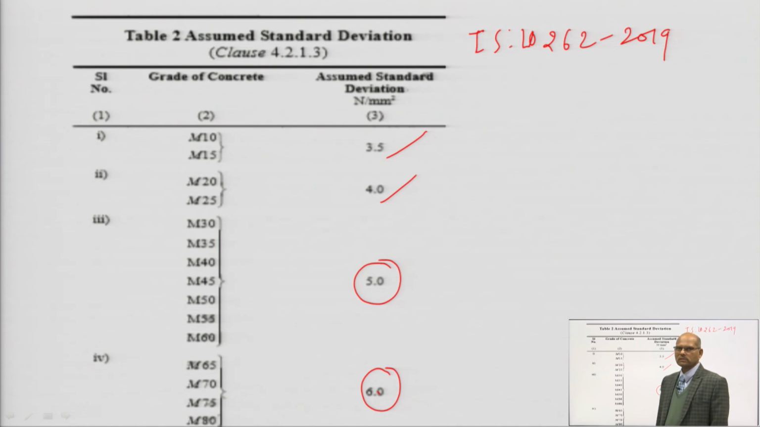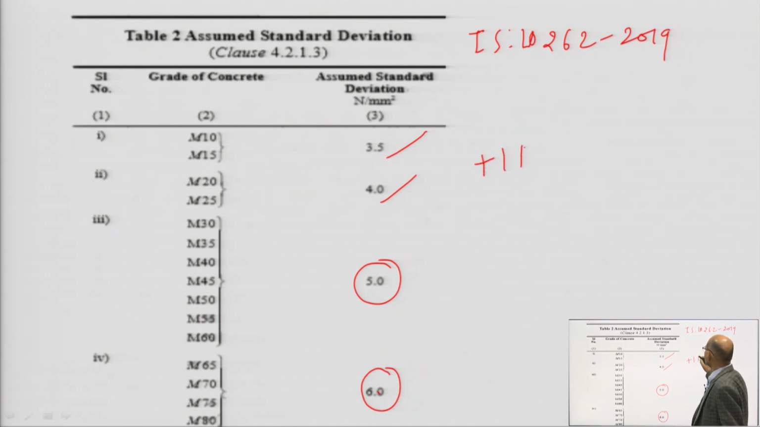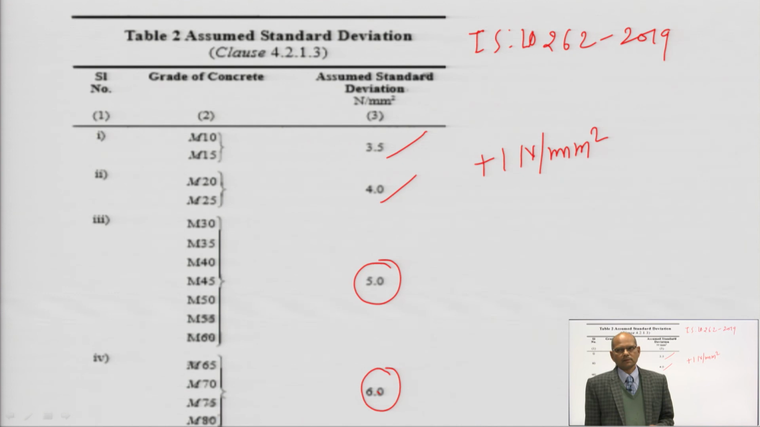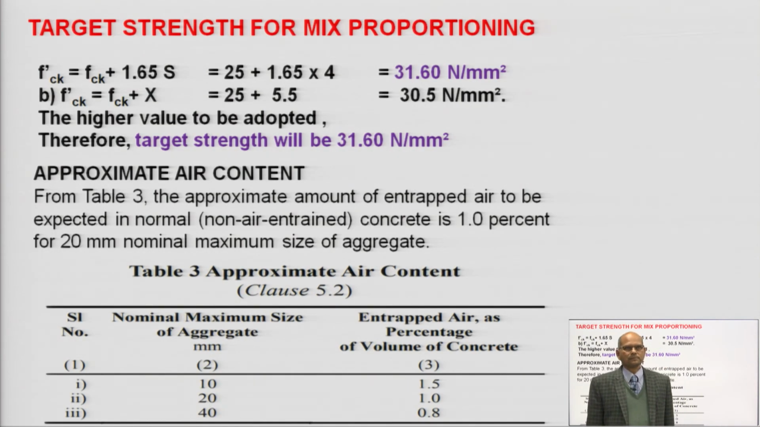This is the case if the quality of supervision is good. If the quality of supervision is not good, then we have to increase this value by 1 Newton per mm square, which means once again we are giving tougher conditions. Okay. So, that at least you will get the characteristic strength in the field. Now you see the target strength for mix proportioning.